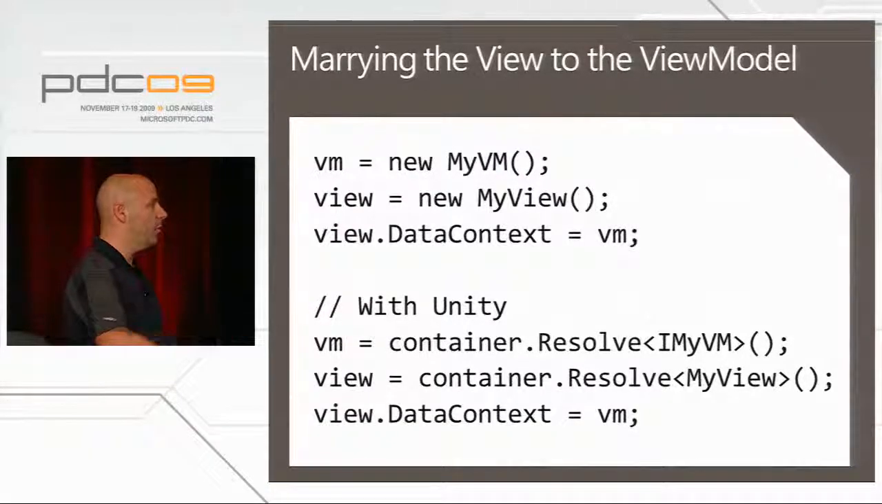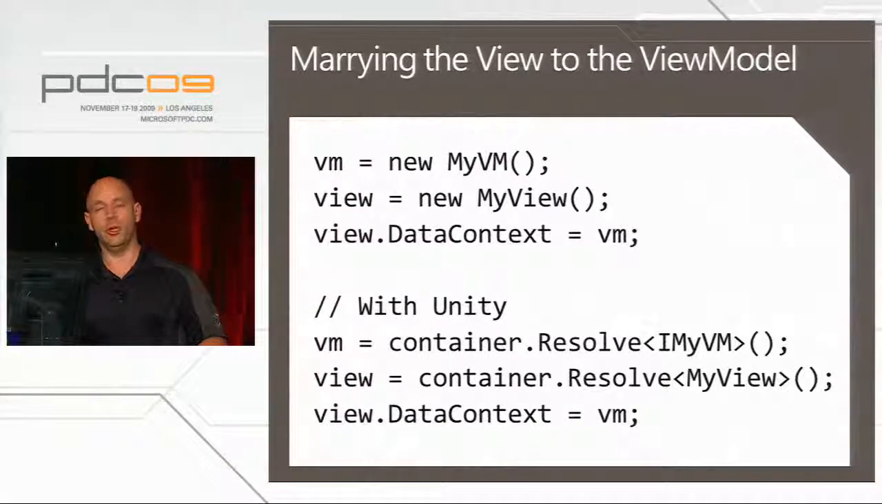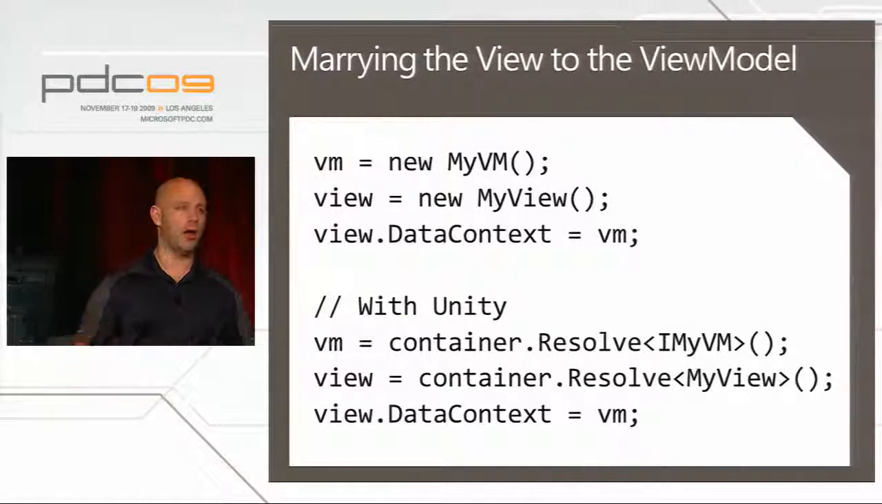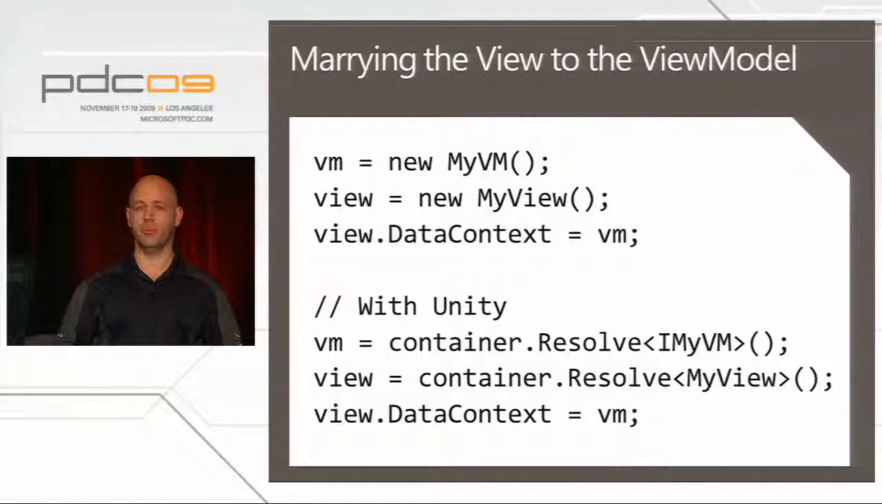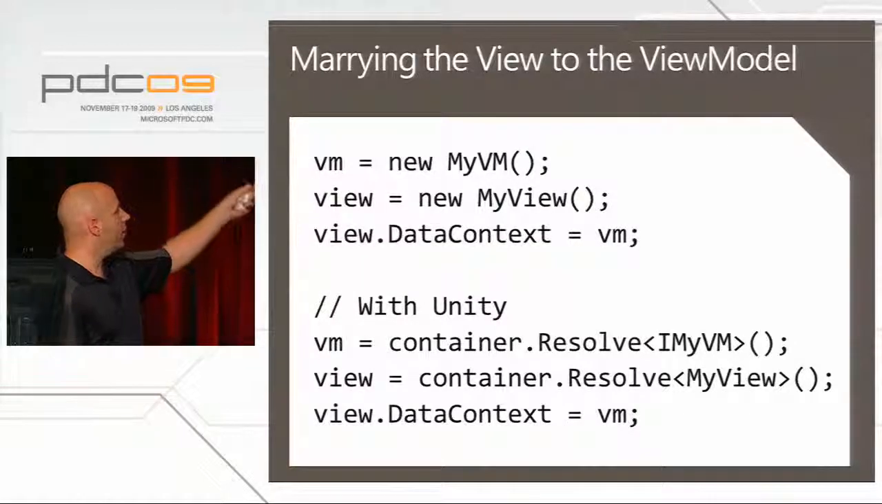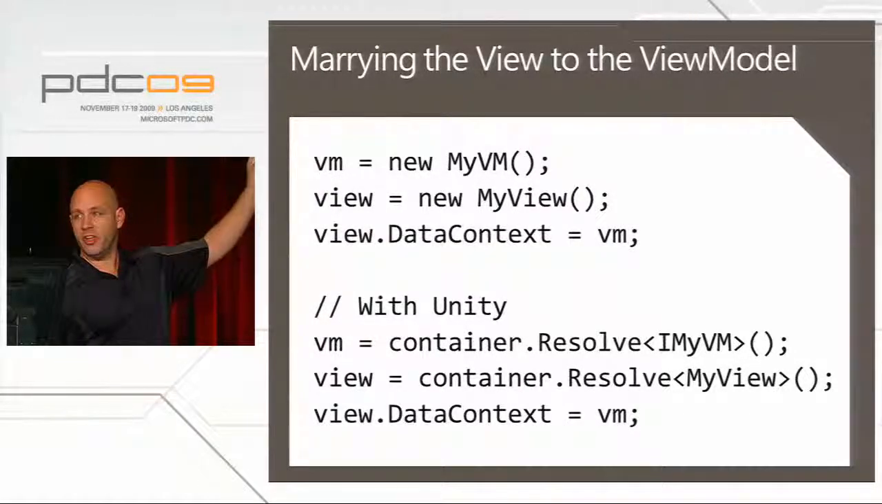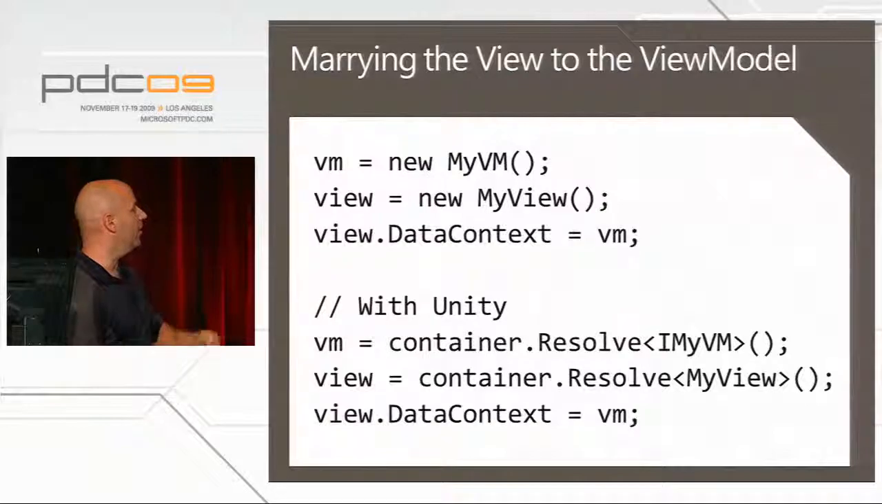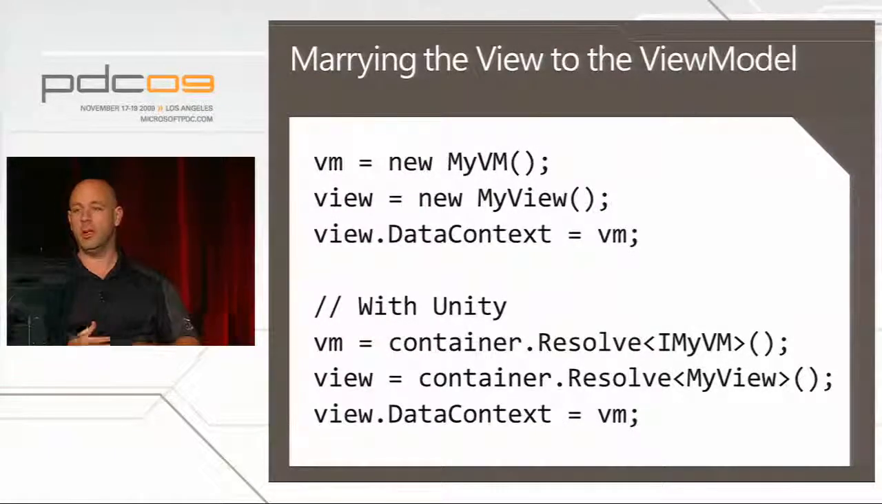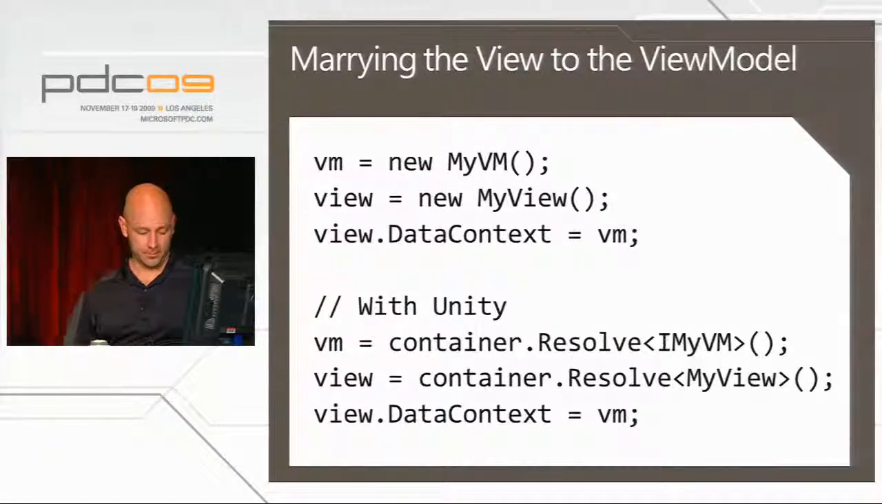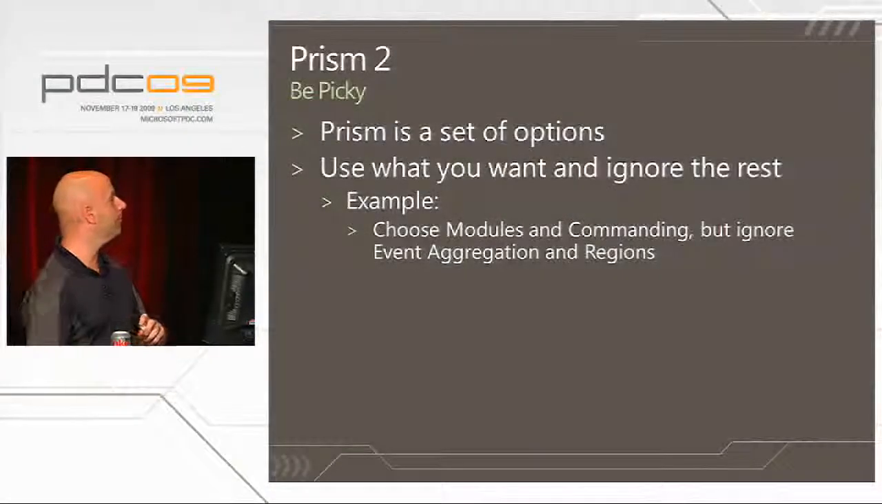And the advantage of doing that is you can use your IOC container, Unity, to do a lot of testability. You can mock objects. It's great for unit testing. So we've got the same three lines of code. On top, it's just using standard newing up. On the bottom, it's using Unity to say, create my view model, create my view, and marry them together in an open marriage. Hopefully they stay together.